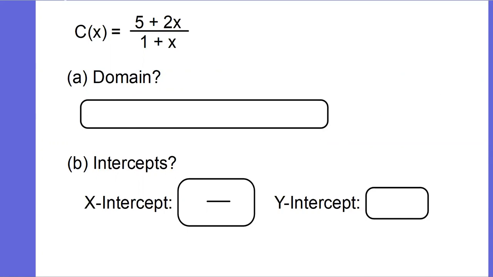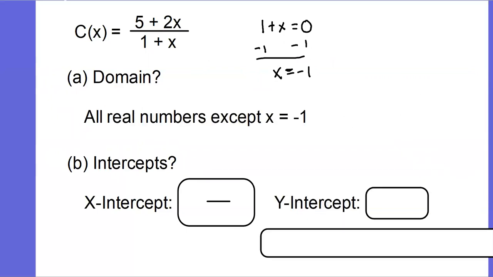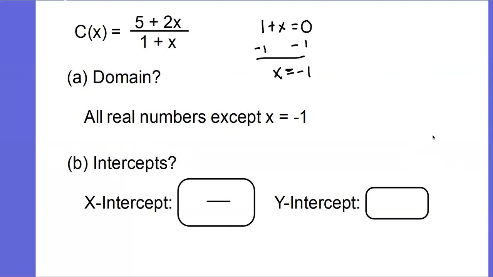So with domain, remember that when you're dealing with fractions, you can never divide by 0. So any value of x that would set this denominator equal to 0, we want to eliminate as part of our domain. And when does 1 plus x equal 0? Well, that would be at x is equal to -1. Now, that's the bad value. That's the value that's not part of our domain. Any other value of x will work here except this -1. So we're going to say our domain is the set of all real numbers except x equal to -1.